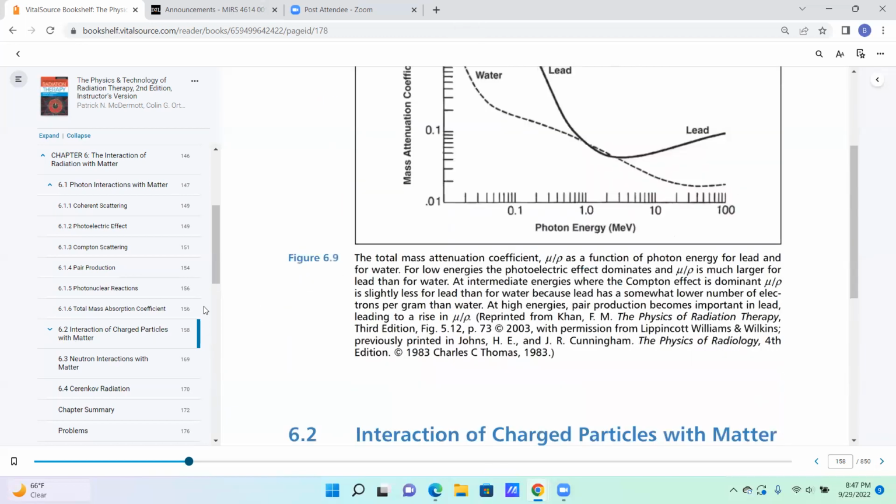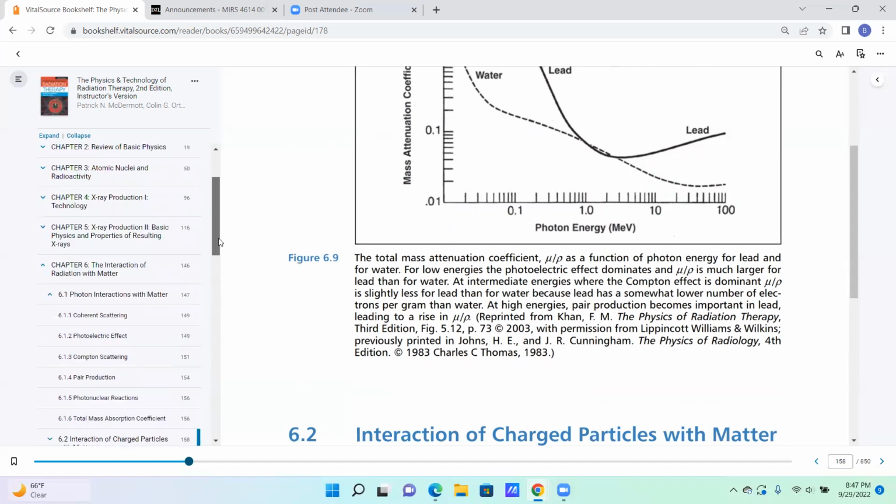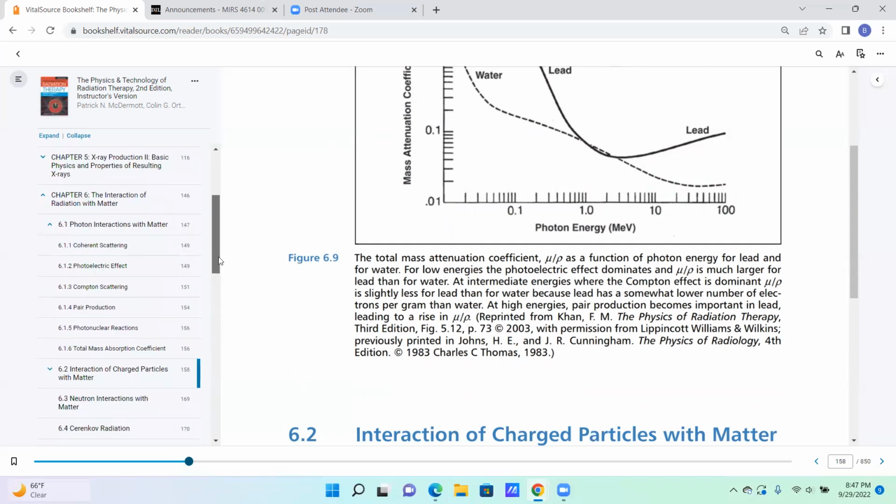All right, so that's going to be the lecture there over 6.1, and the next one will be over 6.2, and we'll see it may go a little further than that.